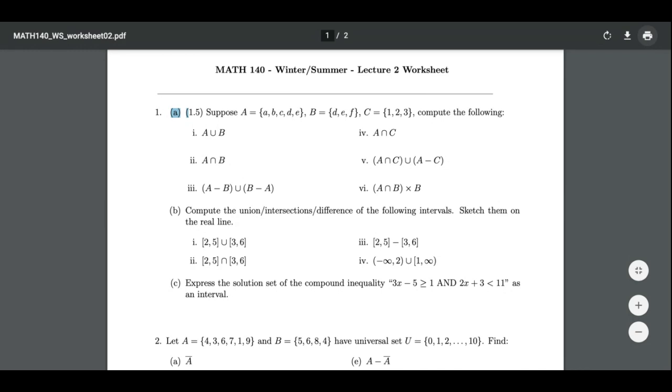Okay. Then 4, A intersect C. Empty set, yes. Then 5, A intersect C, which is an empty set, union A minus C. Well, what's A minus C?